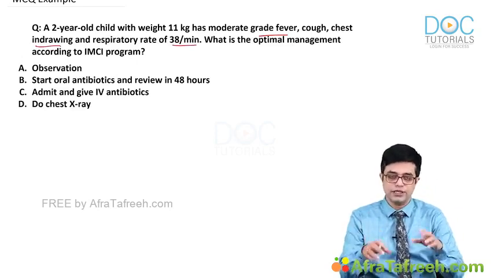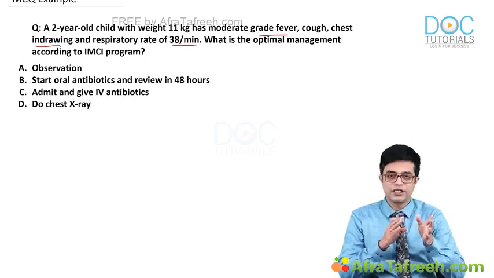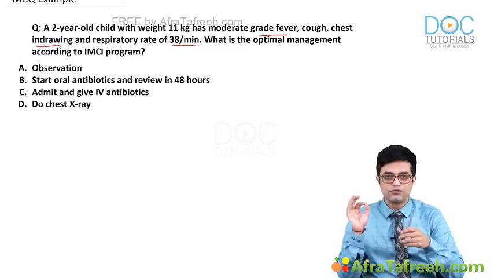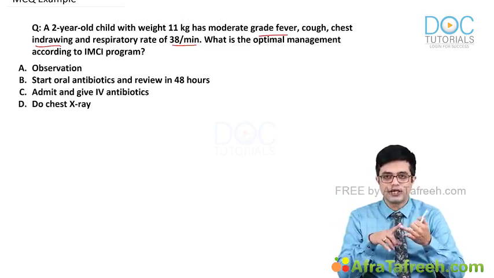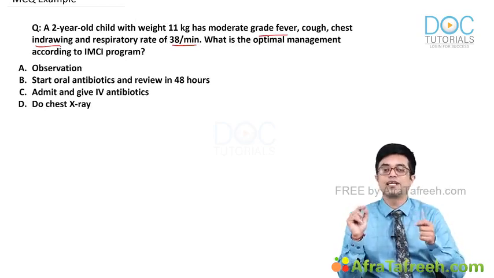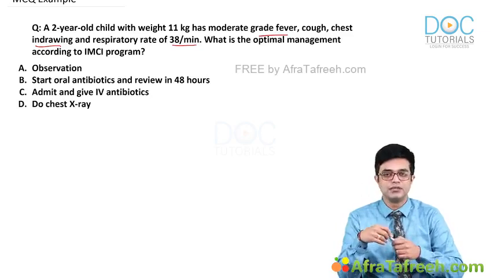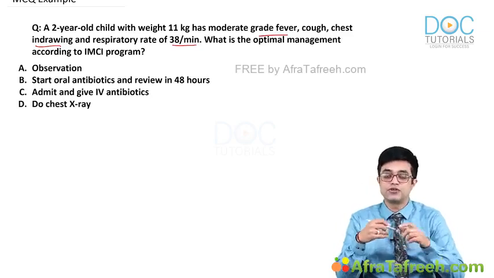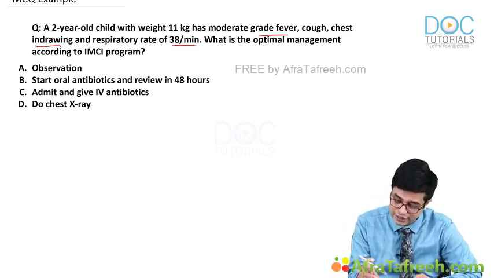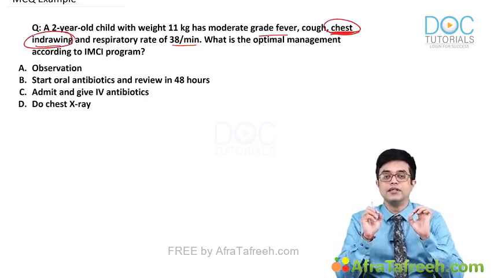First, you need to see whether pneumonia is there or not. There is fever and there are respiratory symptoms like cough. So any child between 2 months to 5 years, if there is fever or a respiratory symptom, and if there is chest indrawing or tachypnea, you call it pneumonia. There is no tachypnea here because for 1 to 5 years the respiratory rate should be more than 40, but chest indrawing is present, so the child is having pneumonia.